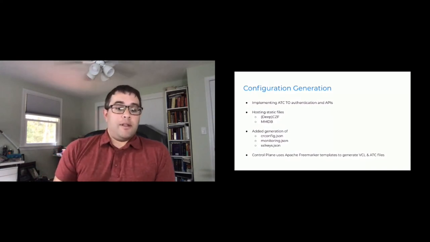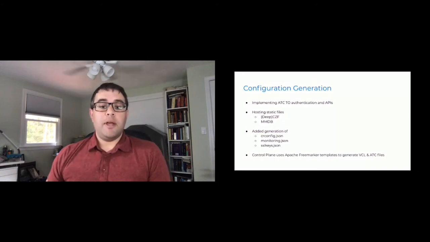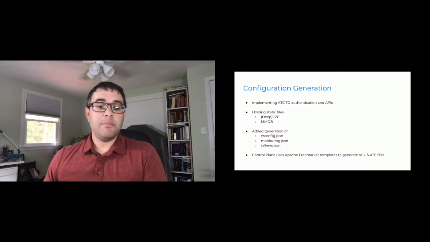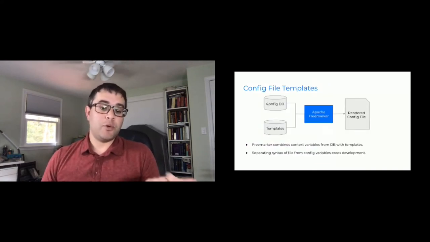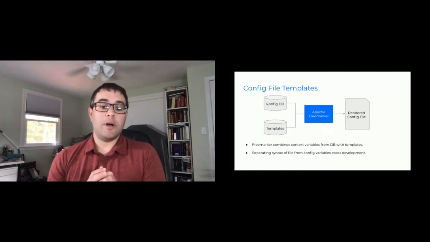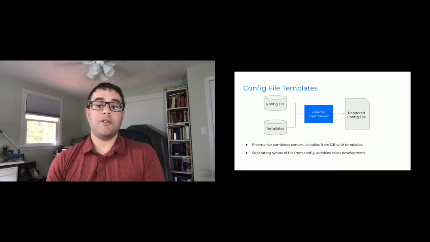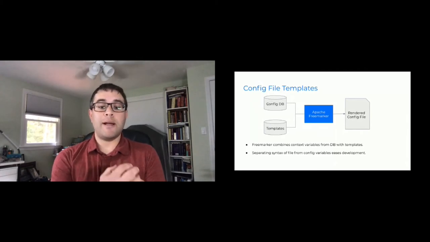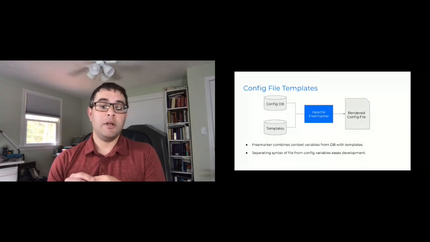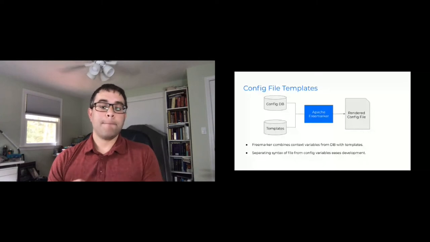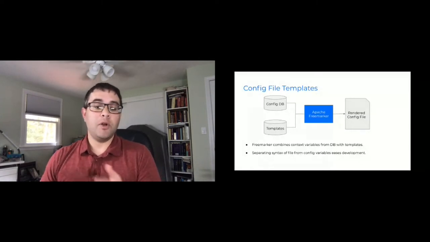In order to generate the config files, we have it split up into a database of templates and a database of actual configuration variables. We're using another Apache project, of course, Apache FreeMarker, to render these templates into the config files. FreeMarker combines the variables from the database, in whatever database schema, Java plain old Java object hierarchy, and kind of mashes them into the templates in order to create the files that Traffic Router and Traffic Monitor need.